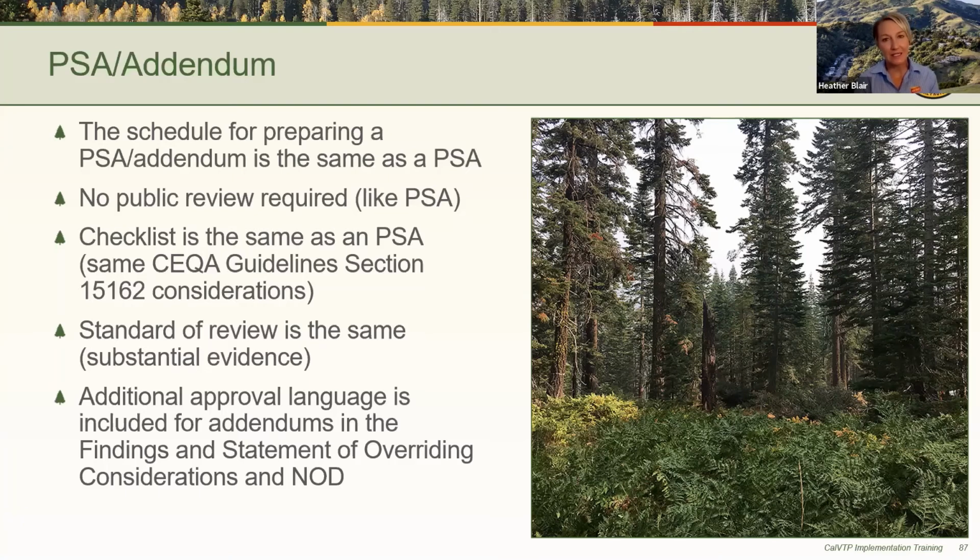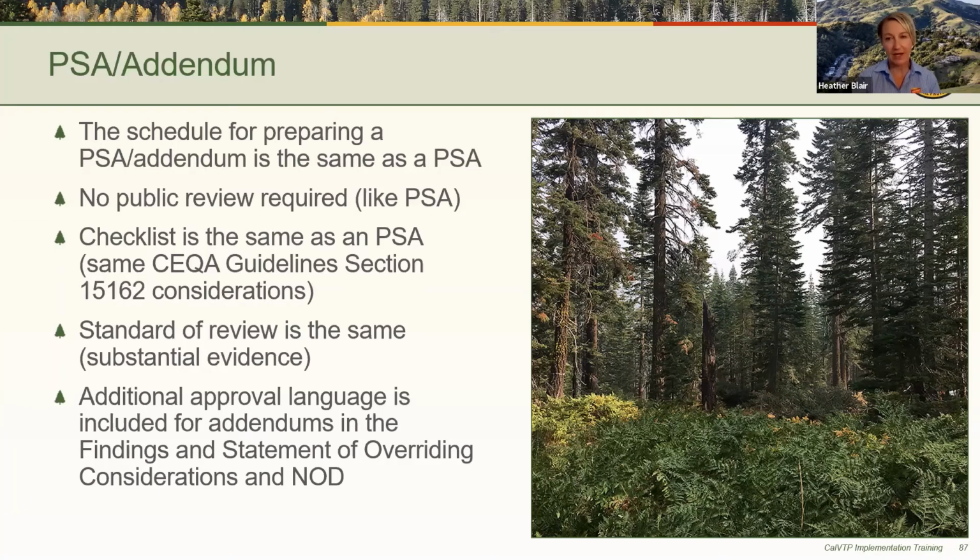And that is because, essentially, you're asking the same questions in an addendum as you would in a PSA. That is, are there any new or substantially more severe significant impacts than were analyzed in the program EIR? The difference between an addendum and a PSA is the addendum is addressing some change to the program, the primary example being the extension outside of the treatable landscape.